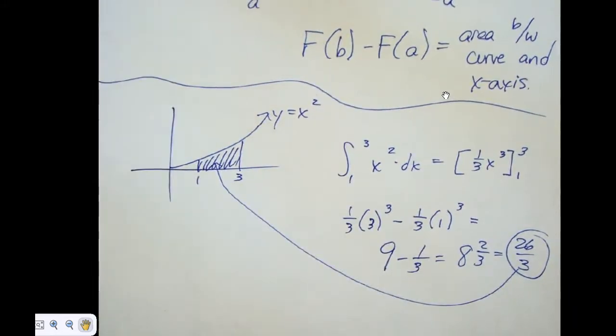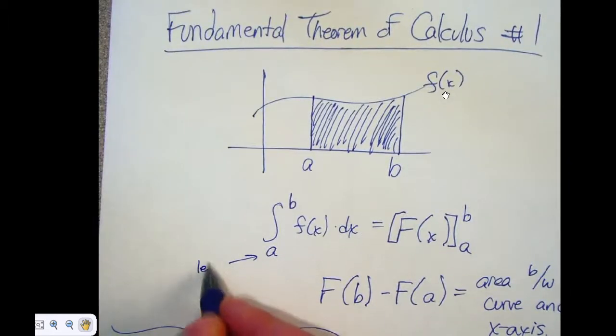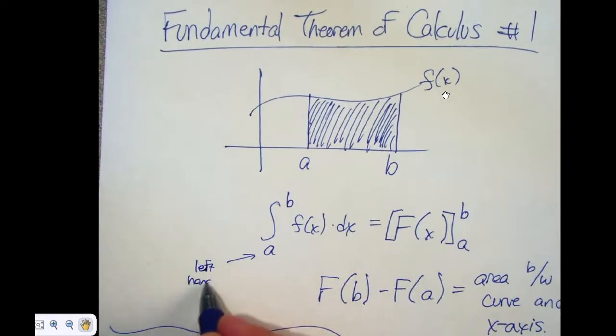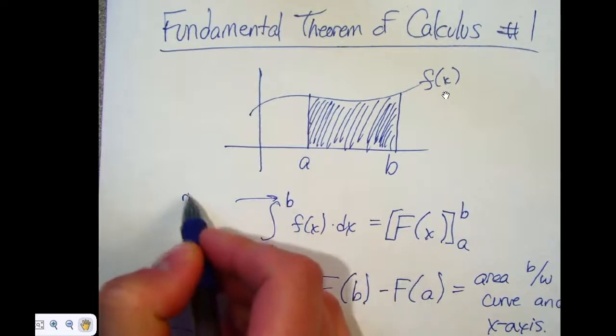Do you know which number, do you put the number that's furthest to the right on top? Furthest to the right on top. Yeah, so A is your left-hand boundary. B is your right-hand boundary. Is that what you're asking?